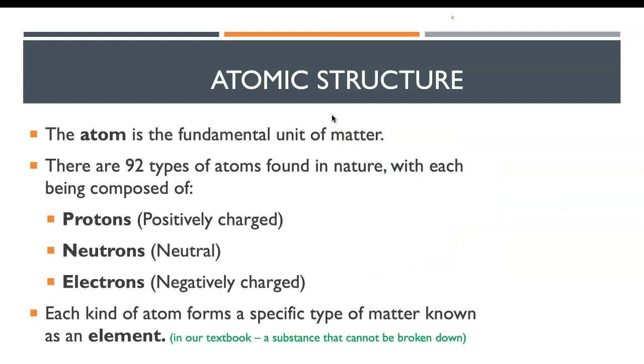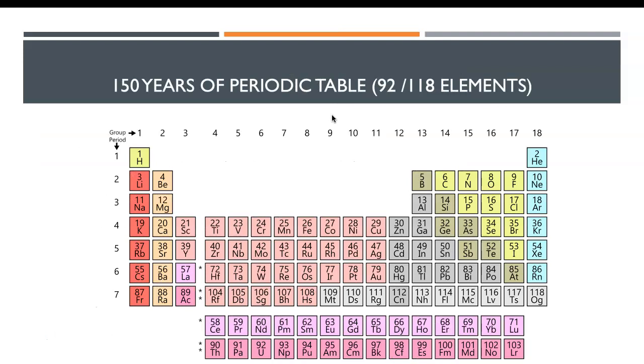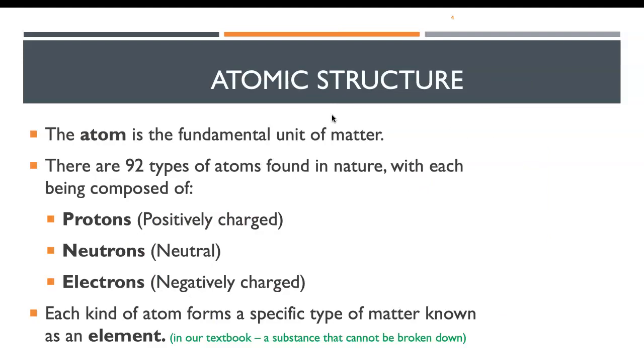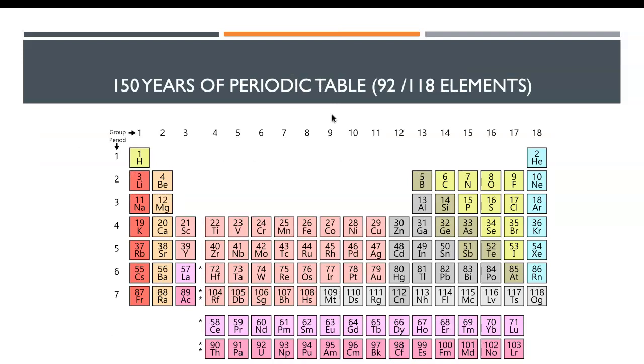So an atom is a fundamental unit of matter, and there are 90 types of atoms found in nature. I just need you to remember protons are positive, electrons are negative, and neutrons have no charge. Each kind of atom forms a specific matter known as an element. So it's a pure composition, just one kind of atom forming a specific type of matter.